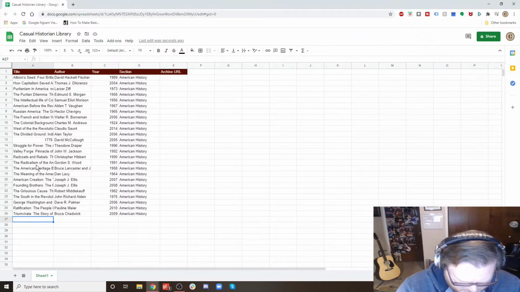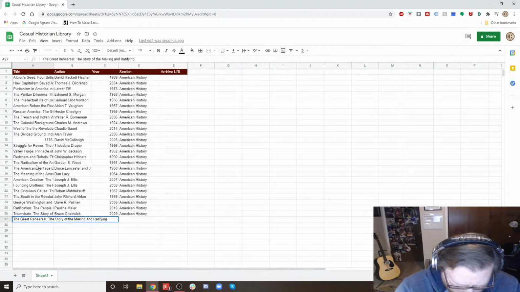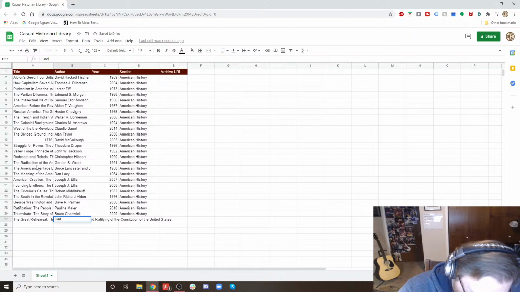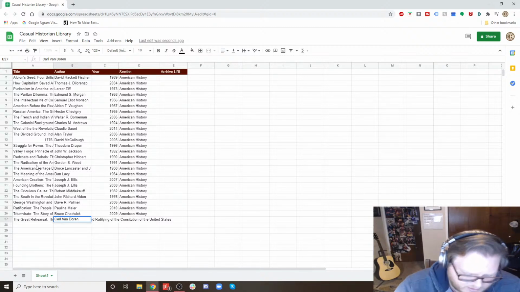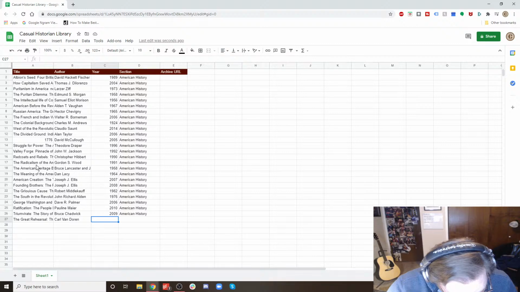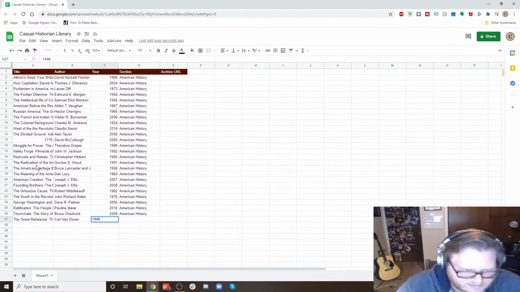All right, the next, The Great Rehearsal, The Story of the Making and Ratifying of the Constitution of the United States, by Carl Van Doren. Published by Penguin in 1948.